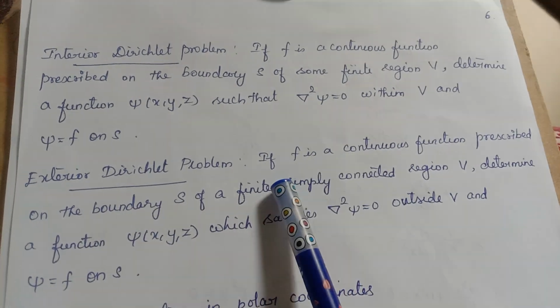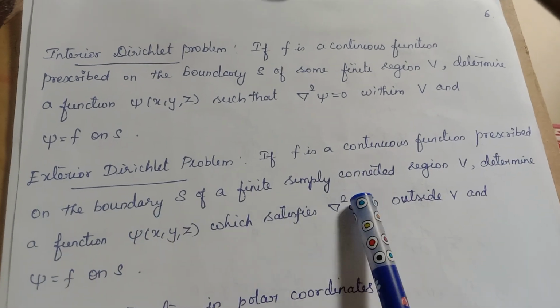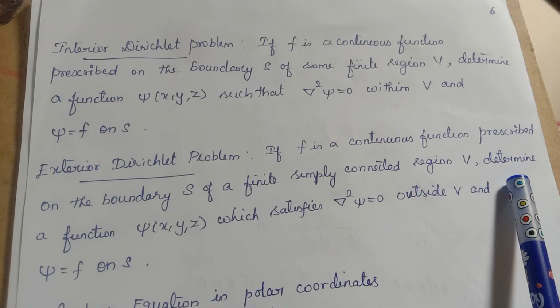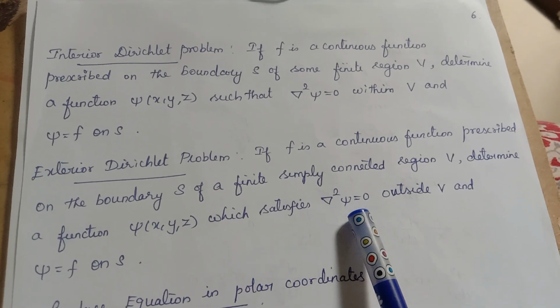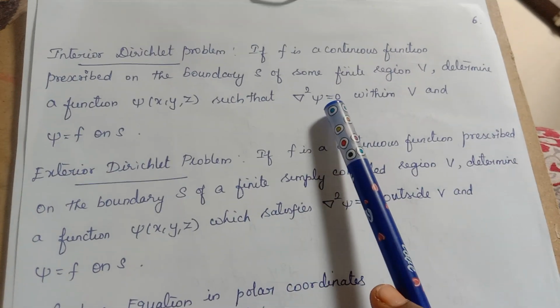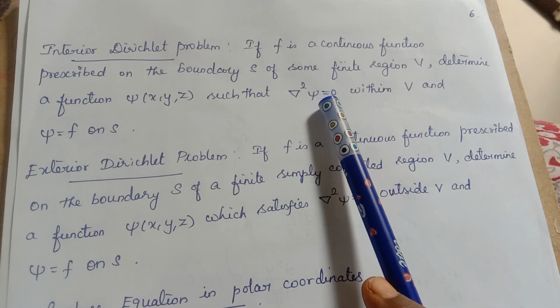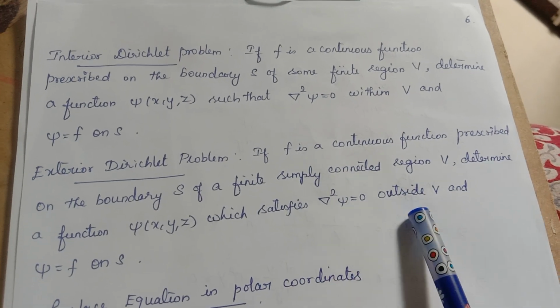Here also the same kind of statement. f is a continuous function prescribed on the boundary S of a finite simply connected region V. We have to determine a function psi which satisfies ∇²ψ equal to 0 outside V. This is the only difference. So for the interior Dirichlet problem, ∇²ψ equals 0 within V, and for the exterior Dirichlet problem, ∇²ψ equals 0 outside V.